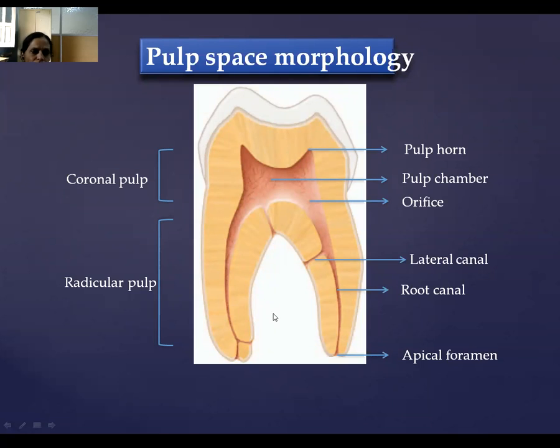This is the viva question. They may ask you what is the difference between the lateral canals and accessory canals. See, accessory canals open up in the apical one third, and lateral canals open up on the lateral surface of the root canal in the middle and coronal one third. Even if the canal is opening up in the furcation area, it is also called lateral canal. The percentage of lateral canals is more in the furcation area, and in the apical area, the accessory canals are more.